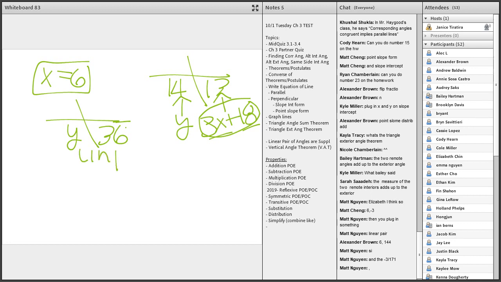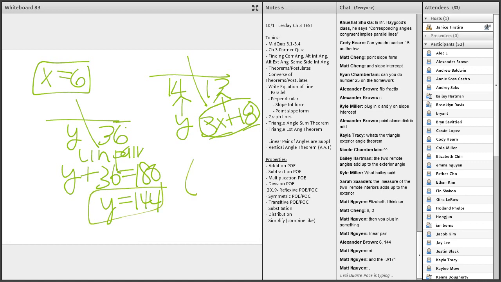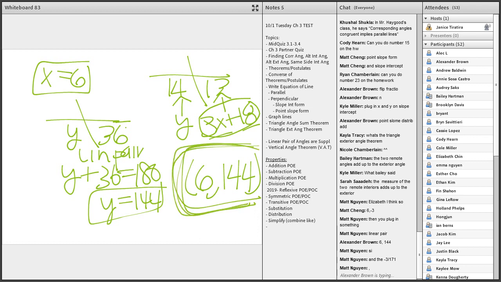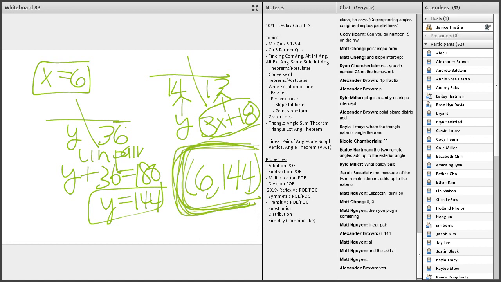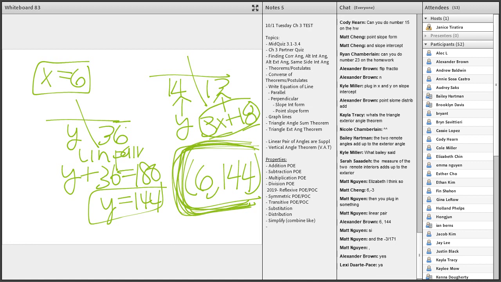And again, linear pairs, so you have to add those two equal to 180. And the leftover looks like 144. That means your ordered pair is (6, 144). That's one ordered pair, one answer. There's one more answer because that's what it says, ordered pairs. There's two answers. Okay, perfect.